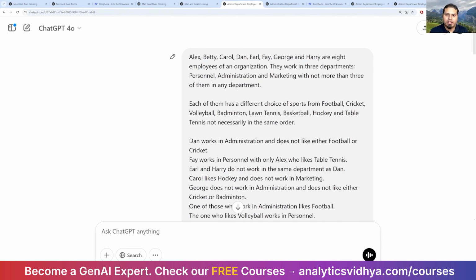So now this is that classic problem of 8 people who are employees of an organization. They work in 3 departments, personnel, administration, and marketing, with not more than 3 of them in any department.